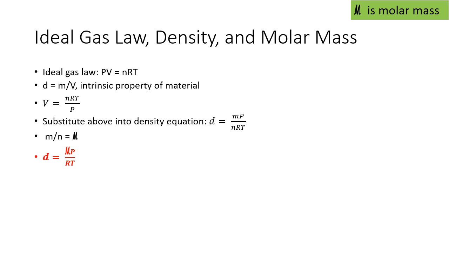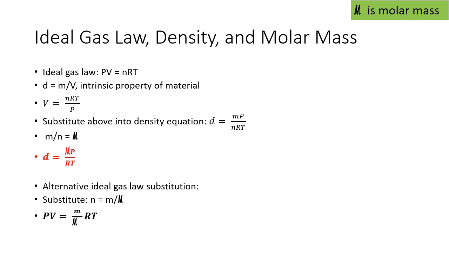We can also do an alternative substitution where we use the relationship between moles, mass, and molar mass directly into the ideal gas equation. So in this case, we start with that n equals m over script M, and we put that in for the n in the PV equals nRT equation. And we get PV is equal to mass over molar mass times ideal gas constant R times T in Kelvin. I'm going to keep saying it, in Kelvin.